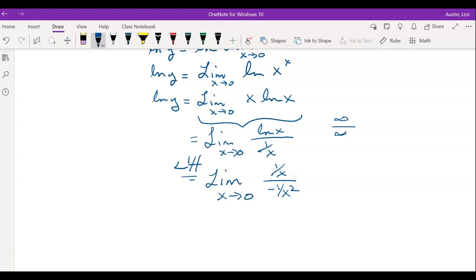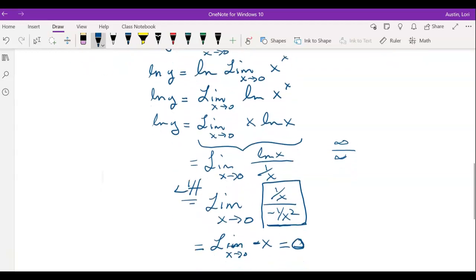Okay, so this is algebra. I need this figured out. Let's simplify that. It becomes negative x. Work it out. If you do 1 over x times negative x squared, you'll see that it goes down to just negative x. So what's that end up equaling? Well, if I plug in 0, I'm just going to get 0, right?